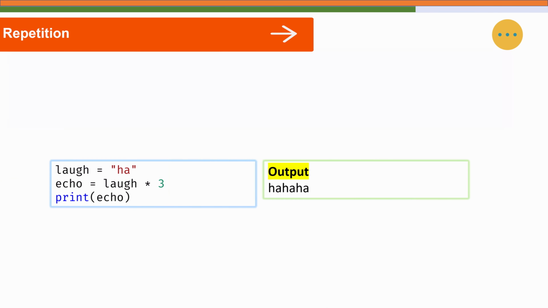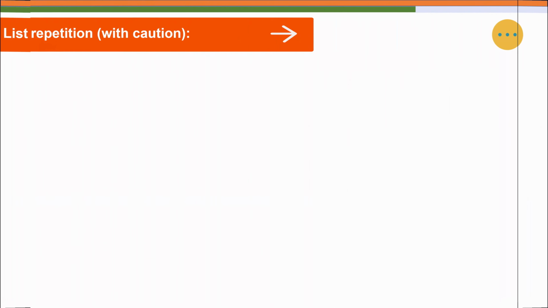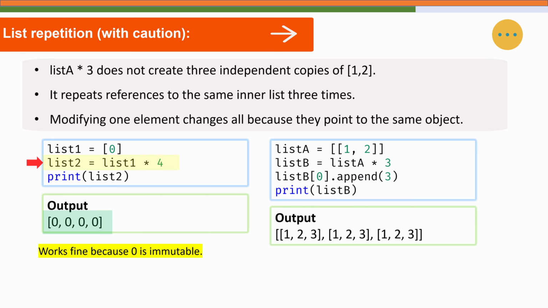The asterisk is a repetition operator. Here the string "HA" times 3 gives this string. For lists, [0] times 4 creates 4 zeros. However, repetition can be tricky with mutable elements.